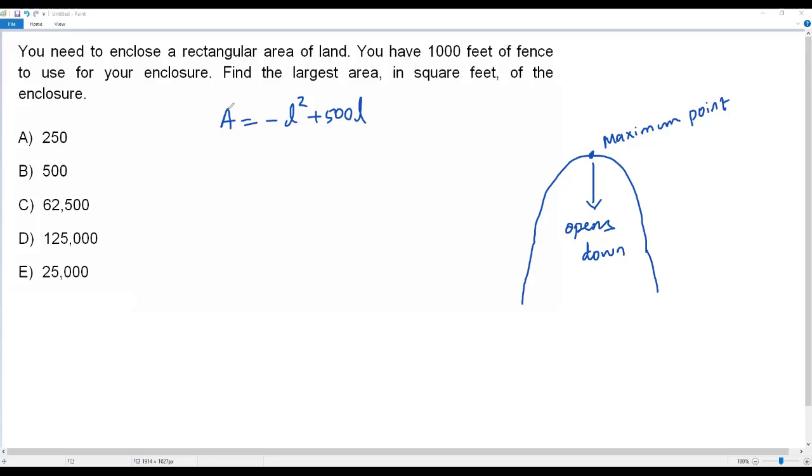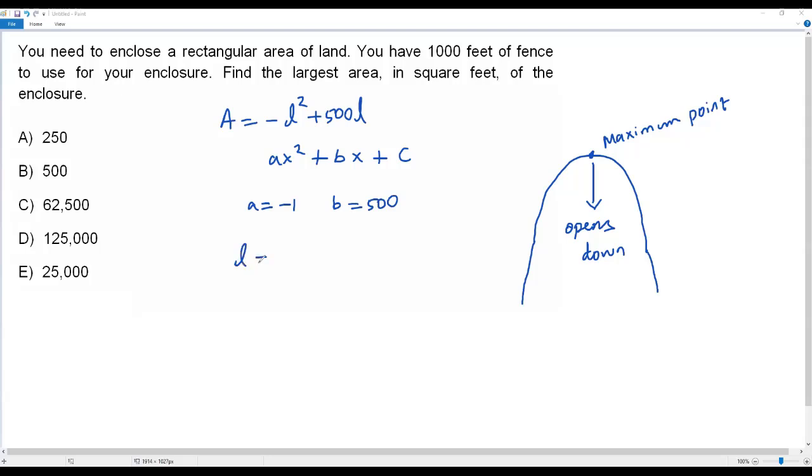So how do we find that maximum value of A, the largest area? First, we have to find the value of L corresponding to the maximum value of A. For that, we compare this quadratic expression with ax squared plus bx plus c. Here the expression has variable x, but in our problem we have the variable L. So a is the coefficient of L squared, the leading coefficient, which is -1, and b is the coefficient of L, which is 500.